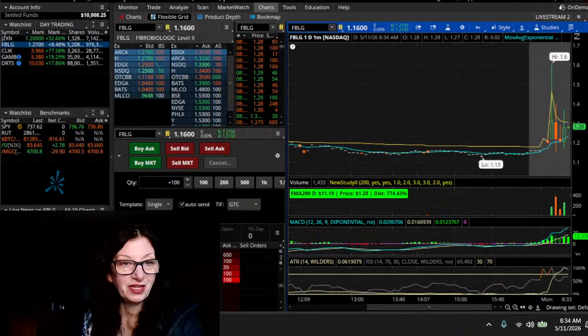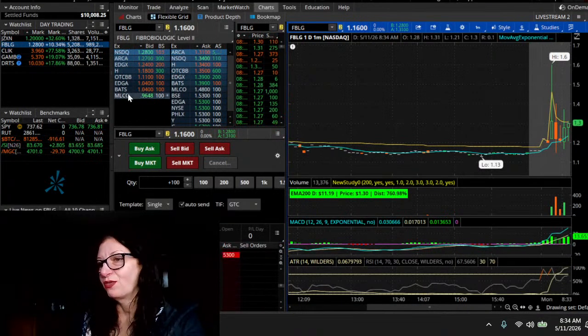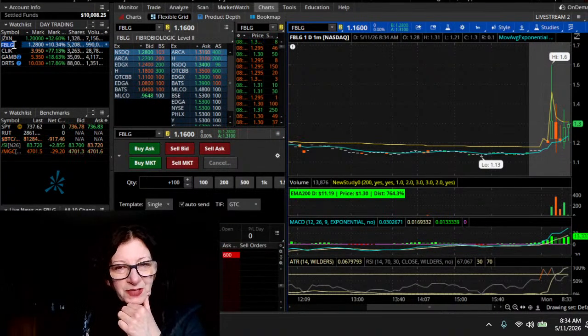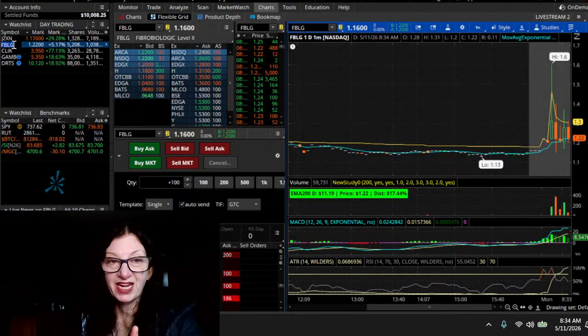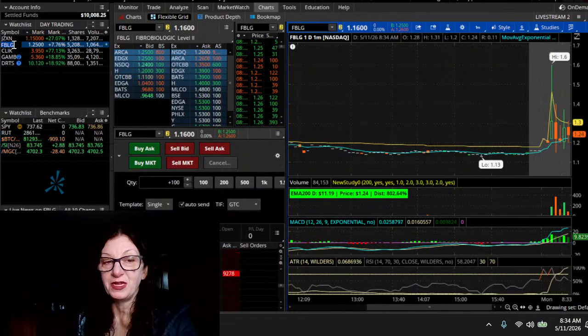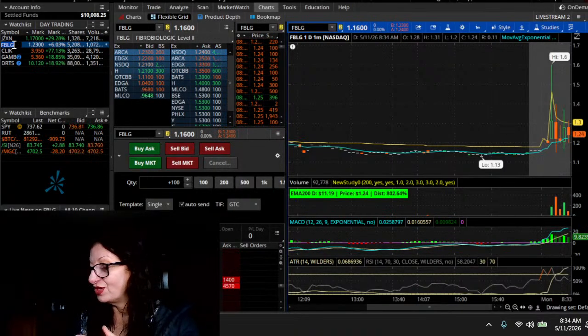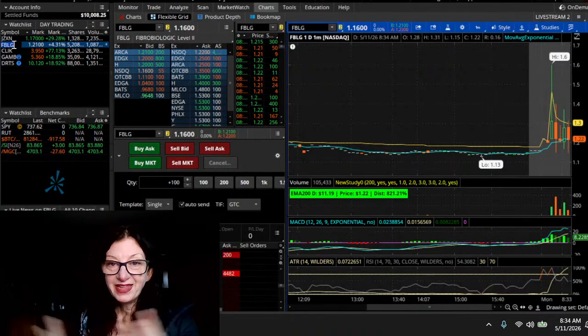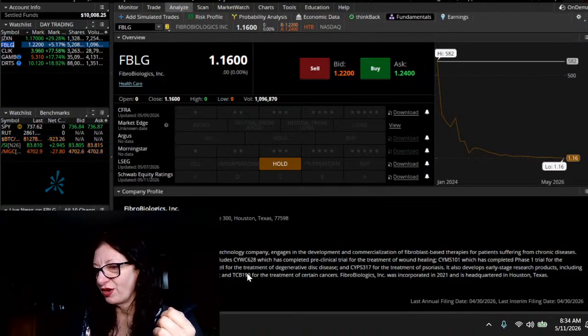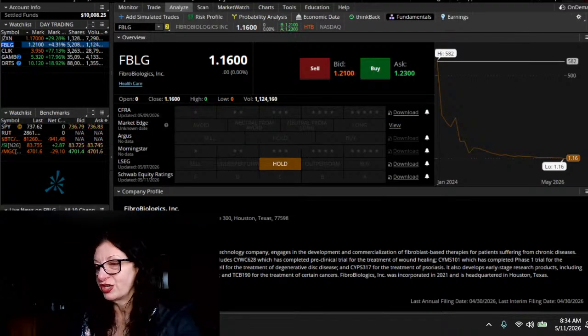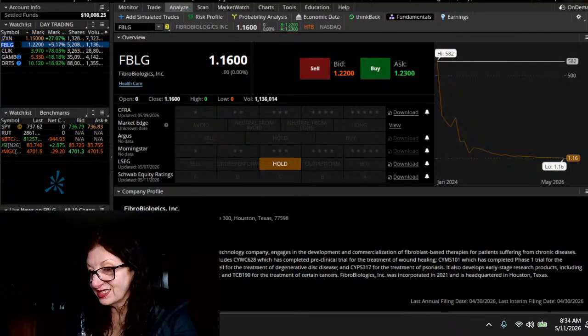Floats 5.4 million. Okay, so is this the one that popped up the other day that was related to the hantavirus? Because there was one that popped up last week, and I said, oh, I think this is going to be a mover today because of the news. And then it just didn't really go anywhere. So I wonder if this is the same one. Okay, so it's hard to borrow. Fibrobiologics, a clinical stage biotechnology company, engages in the development and commercialization of fibroblast-based therapies for patients suffering from chronic diseases.